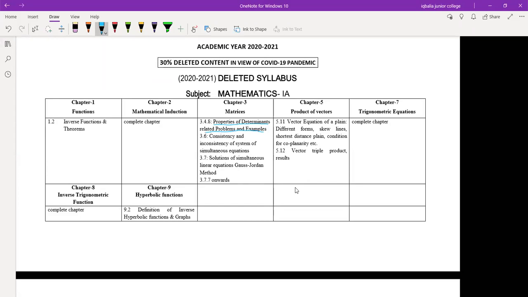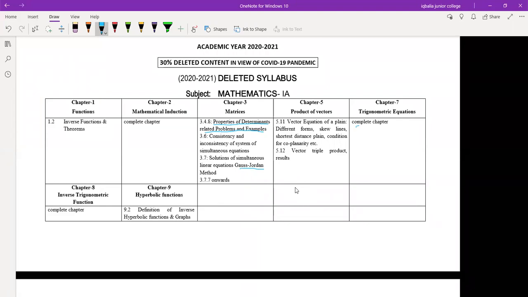Okay, and the next part, consistency and inconsistency of system of simultaneous equations, is also deleted. So we are not going to learn properties of determinant and related problems. And similarly, solution of simultaneous linear equations, the Gauss-Jordan method, has also been omitted from our syllabus. And 3.7.7 onward has also been deleted. So here we are not going to solve determinant problems. Girls, are you getting what I'm trying to convey to you?